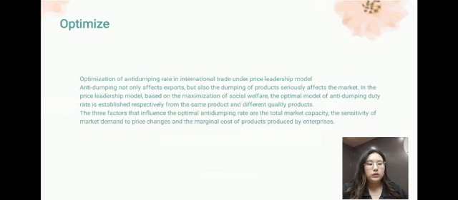The 3 factors that influence the optimal anti-dumping rate are the total market capacity, the sensitivity of market damage to price change, and the marginal cost of products produced by the enterprises.